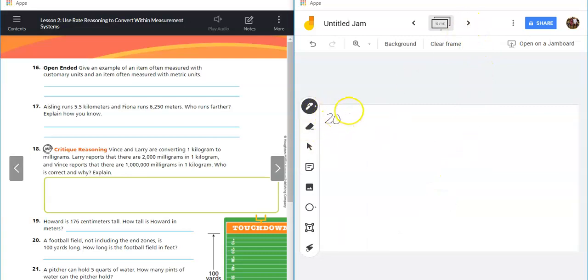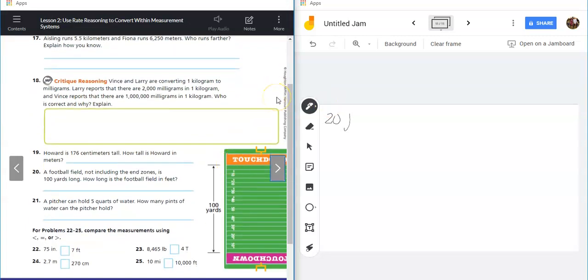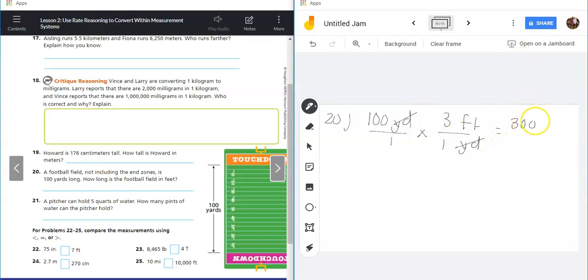Number 20, a football field not including the end zones is 100 yards long. How long is the football field in feet? So the football field's 100 yards, so we know it's 100 yards over 1 times. Since we have yards over there, we're going to put yards down here. And they asked for feet. So there are 3 feet in 1 yard. My yards cancel out. 100 times 3 is 300 feet. 21's answer is 10 pints.